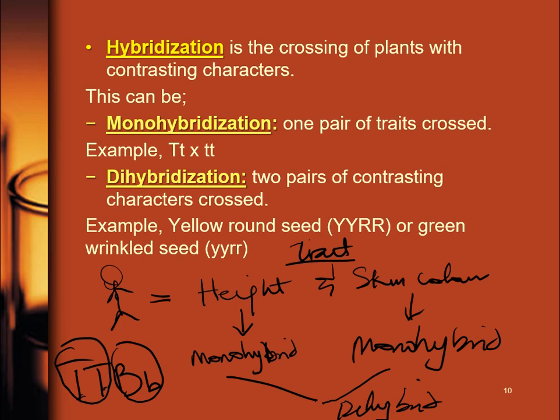But the hybrid is where you talk about two pairs of contrasting characters. Now here, looking at this example, we have yellow round seed. This yellow here is what it represents with big letter Y, while this round seed is what it represents with big letter R. So that's why I have this is yellow and this is round. Same thing for the rain code.